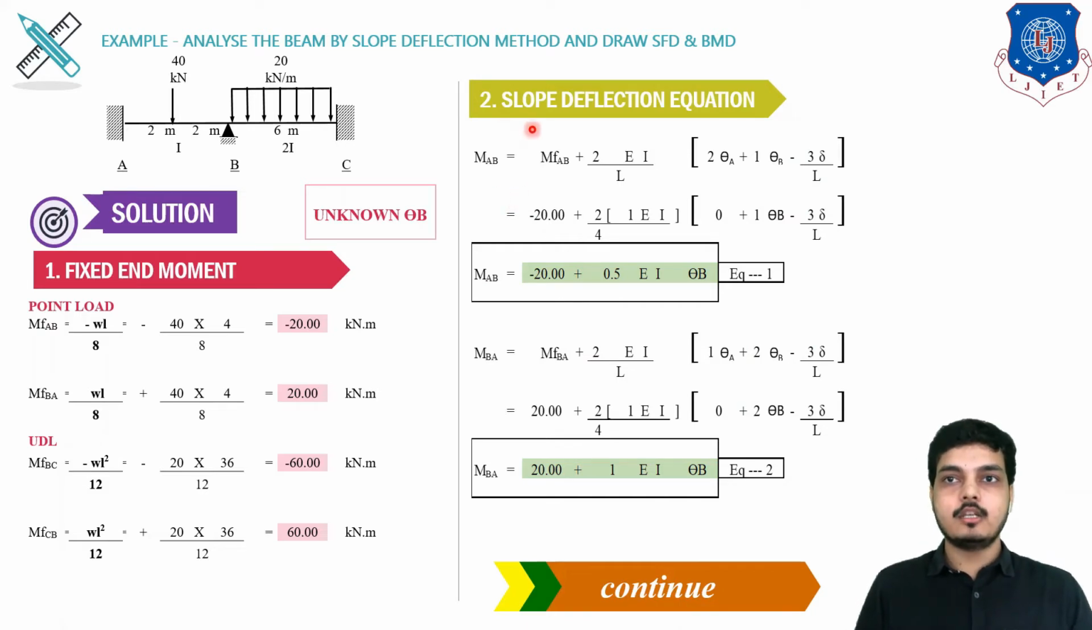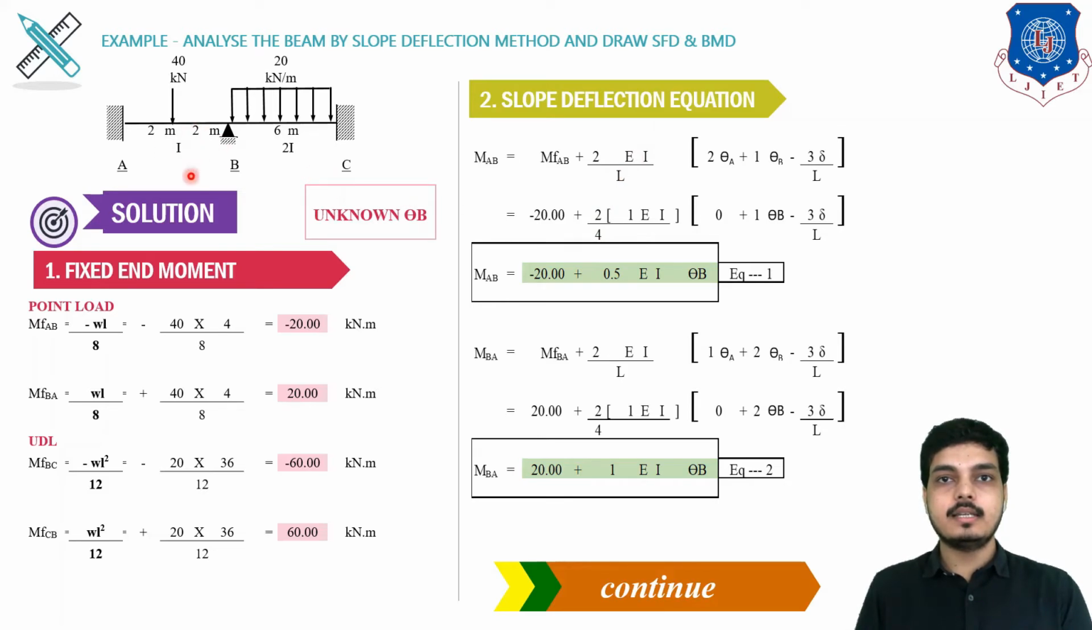So our next step is the slope deflection equation. Here we just have to use our equation of the slope deflection method. So the equation is MAB equals MFAB plus 2EI upon L in bracket 2 theta A plus 1 theta B minus 3 delta by L. Now MFAB we will take from step number 1, which is over here. As you can see, we found in step number 1 that it is minus 20. So placing MFAB as minus 20 plus 2 into EI upon L. L for the AB span is in total 4. So 2 upon 4 multiplied by EI.